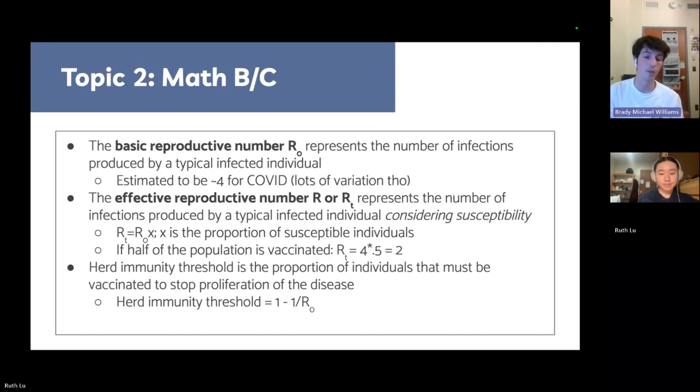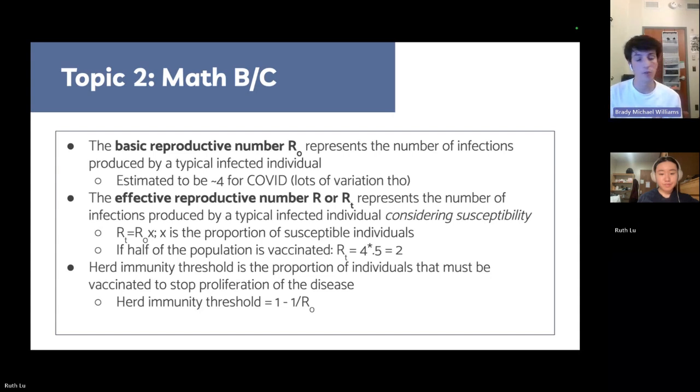So if half of the population is vaccinated, that means that only half of the individuals are susceptible, which means that your RT is 2. So somebody in a population where half of the people are vaccinated is only expected to infect 2 people.